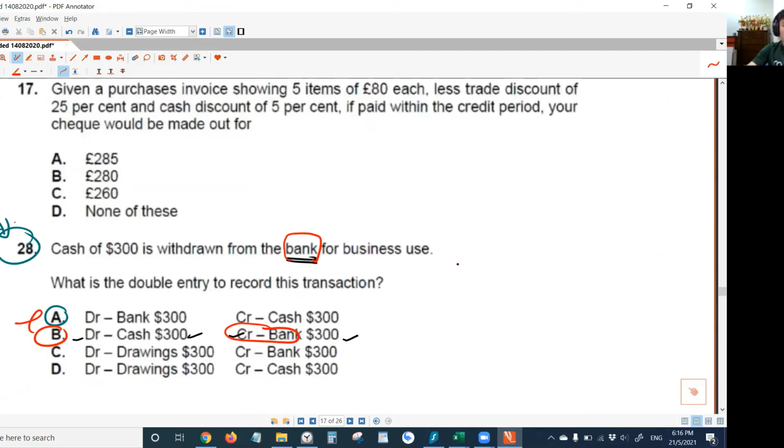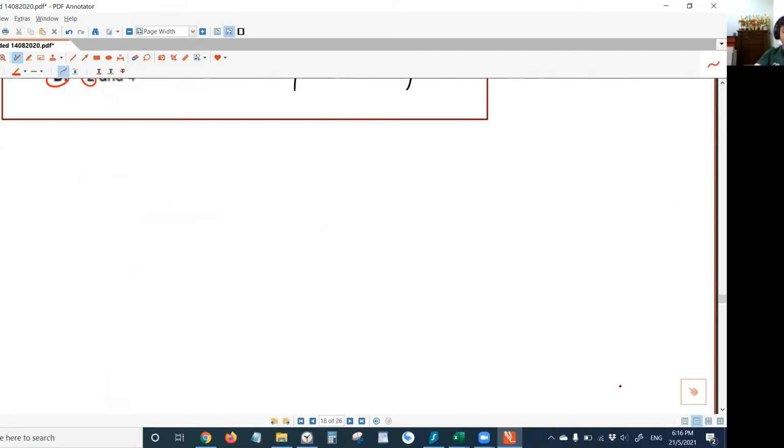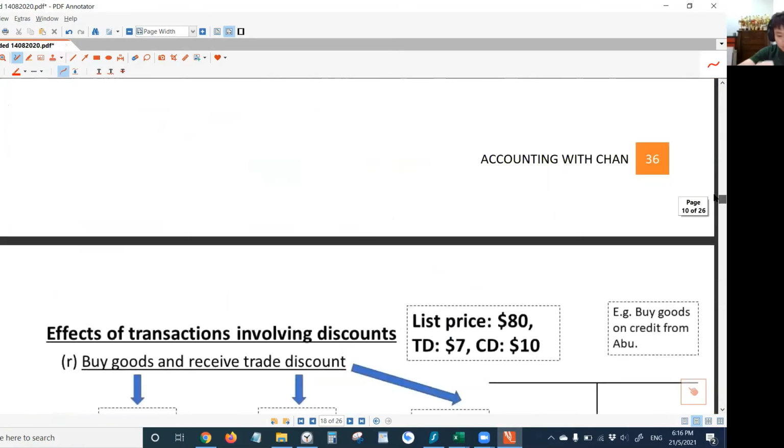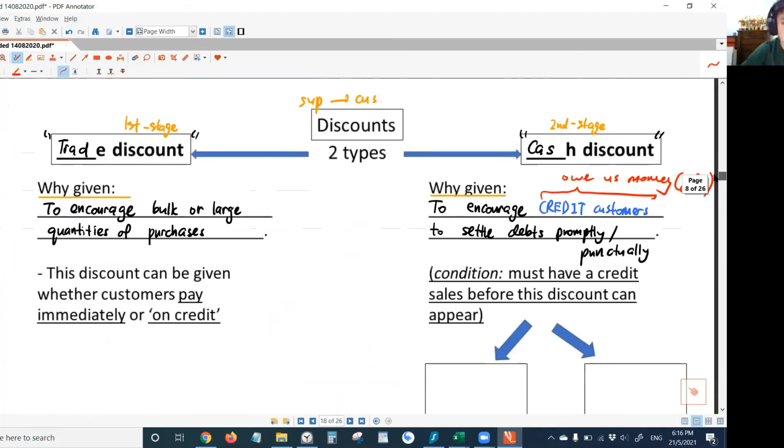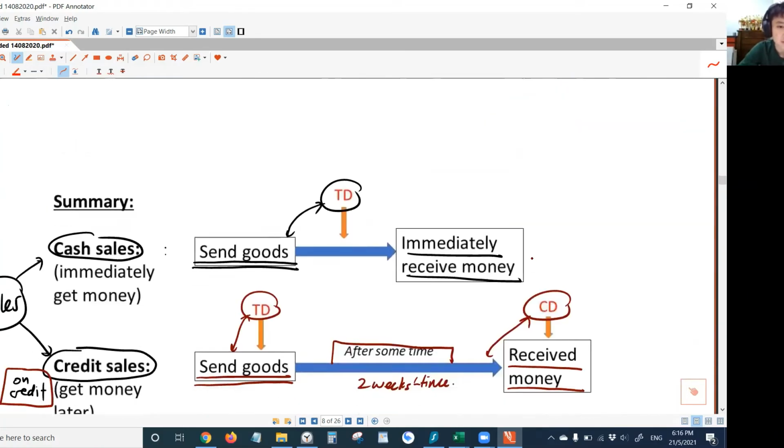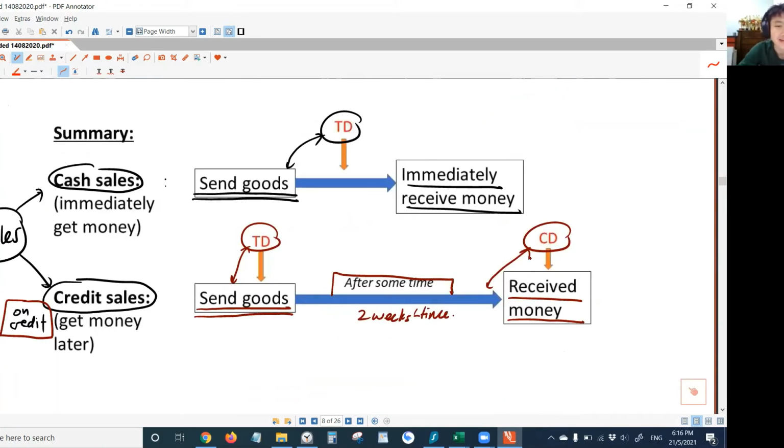Now we get back to the notes. Let's look at the details of these two types of discounts. So must remember, for cash sales, you can only have the first stage discount, trade discount. When customers buy a lot, you give trade discount. And then cash discount can never appear because customers don't owe us money. For credit sales, you can have two stages, trade discount and then followed by cash discount.